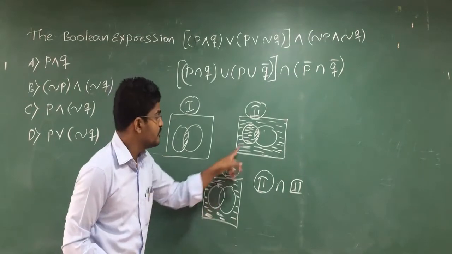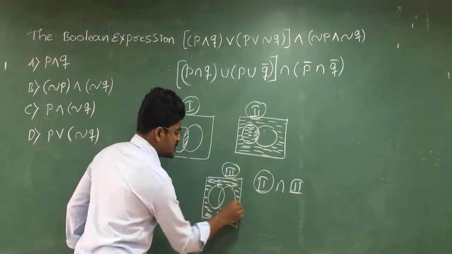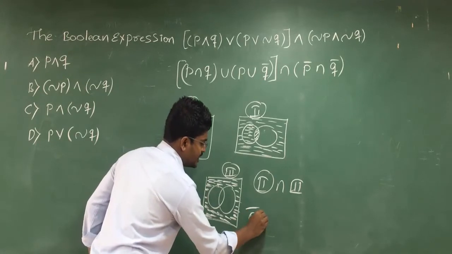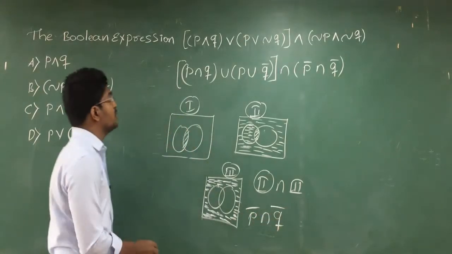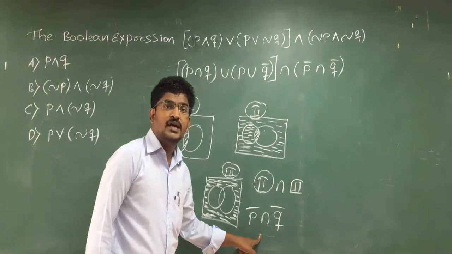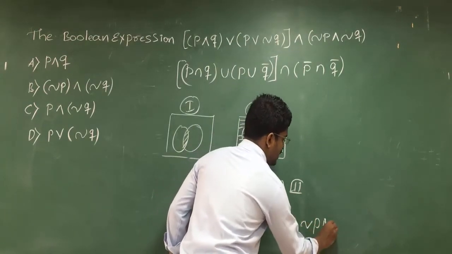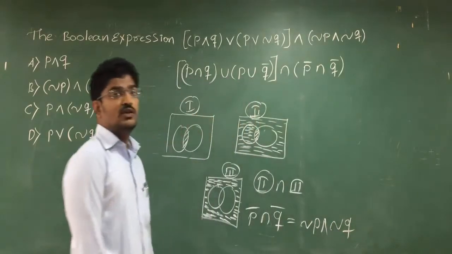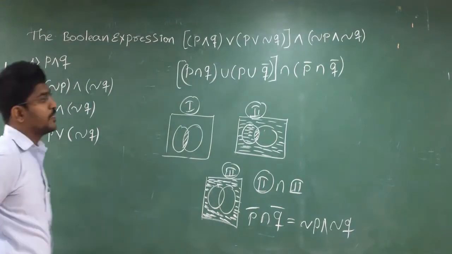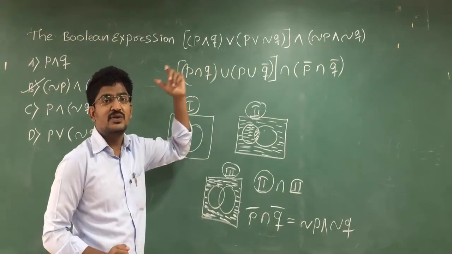Very straightforward. If I make intersection of these two, you see the common region, that will be this particular area, that is what? P complement intersection Q complement. Clear? How can you write this? That is nothing but negation of P and negation of Q. That is your logical statement. Clear? So that is your option B. Clear? So you can use the Venn diagrams to solve this logical statement, so that it will be very easy.